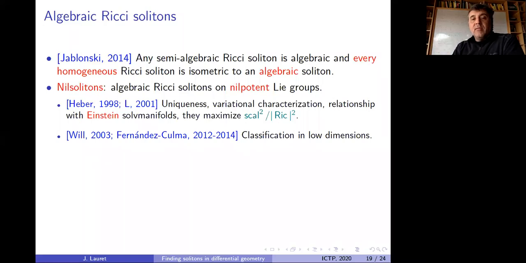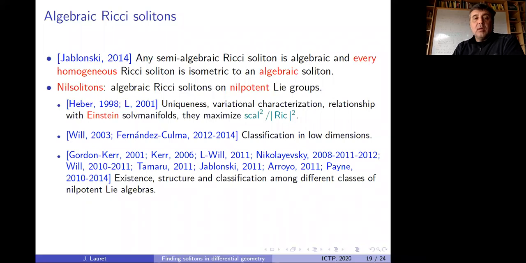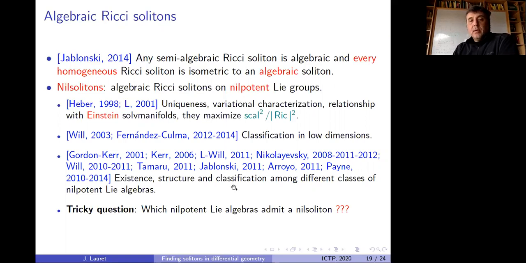That is a very nice property of solitons, which is independent of the definition. And we have many classification results in low dimension by Will and Fernandez Culma. And as you see, a lot of people, I must be forgetting someone, I'm very sorry, have worked on these nilsolitons. And we still have, after 20 years, unfortunately, this painful question. We don't know general obstructions. Just that the nilpotent algebra must be N-graded, but it's incredible. As usual on nilpotent algebras, you get to a point with no answers, or at least no nice answers.